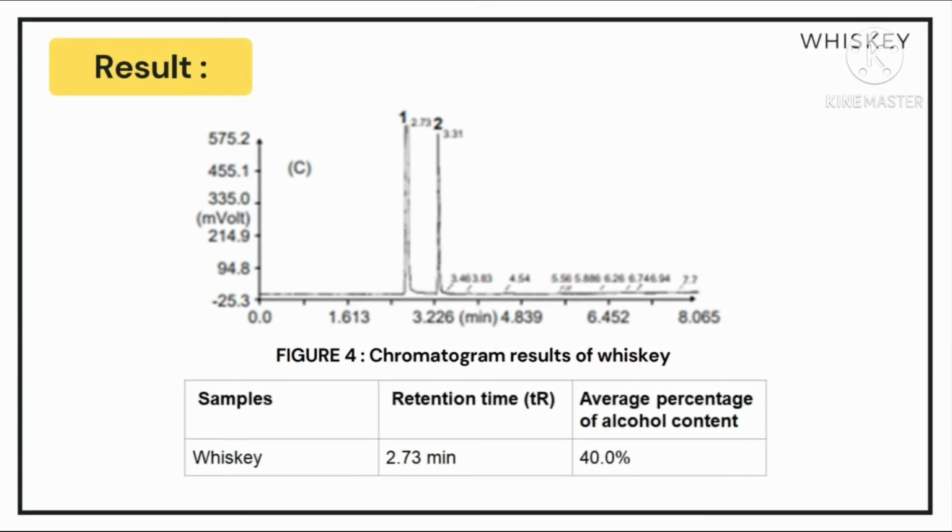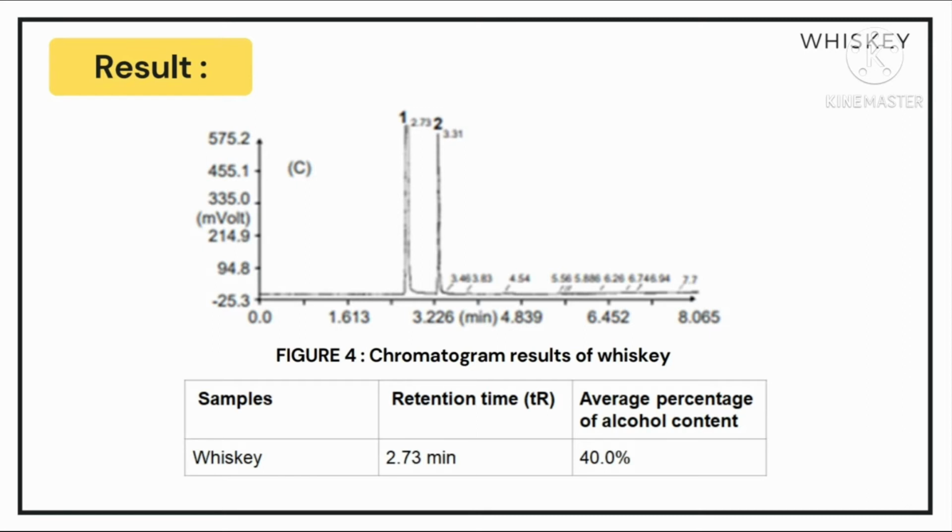Last but not least is our last sample, which is whiskey. Figure 4 shows the chromatogram results of the whiskey drink. The average percentage of alcohol content in all the whiskey drinks tested is 40.0%.